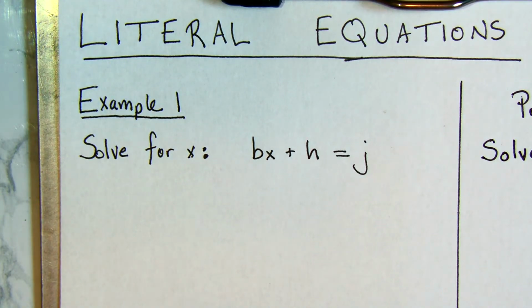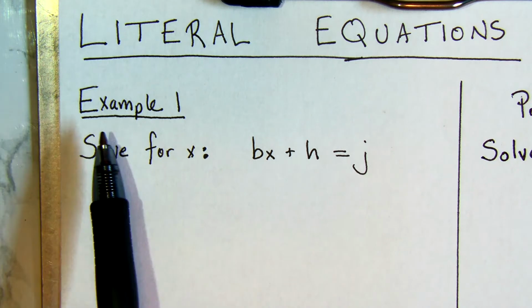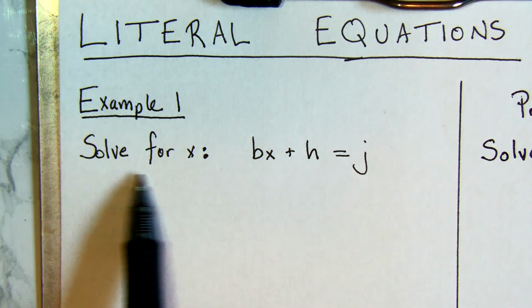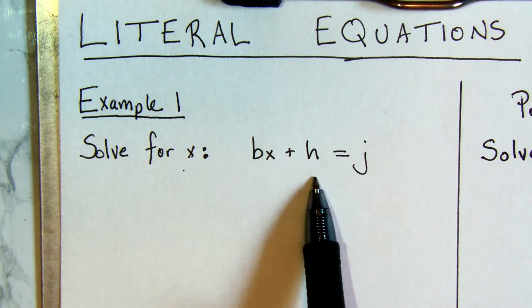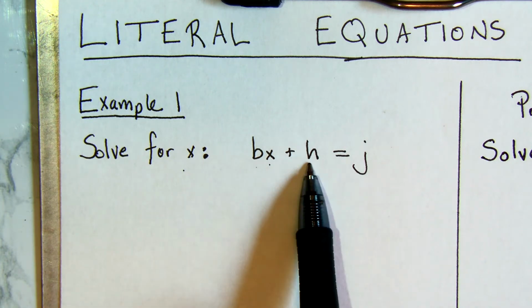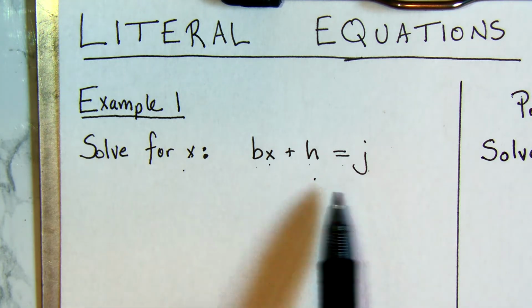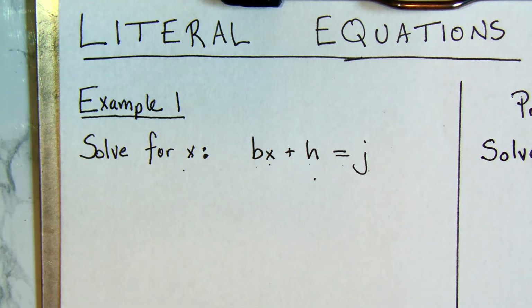This is literal equations, and we're going to do an example. The example is solve for x. Here's our equation: bx plus h equals j. It's just a bunch of letters. There's no numbers involved. Okay, and that comes up a lot in this topic of literal equations.